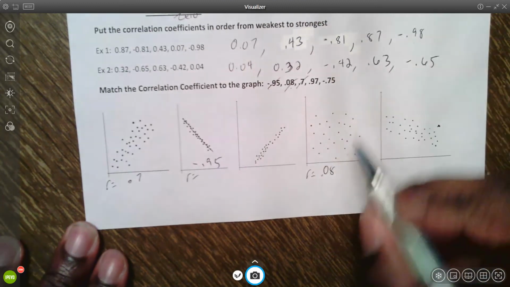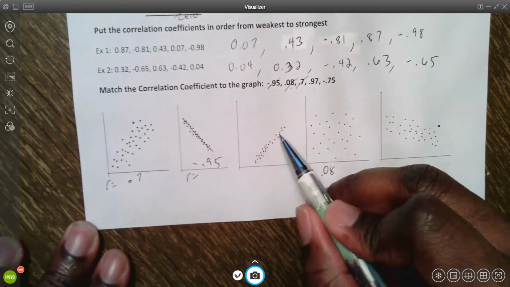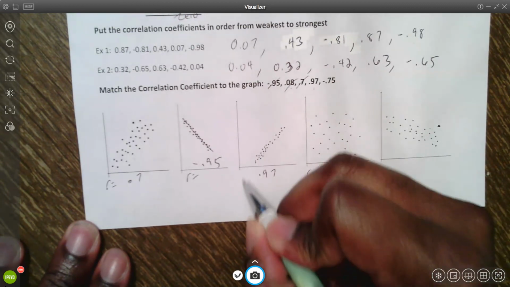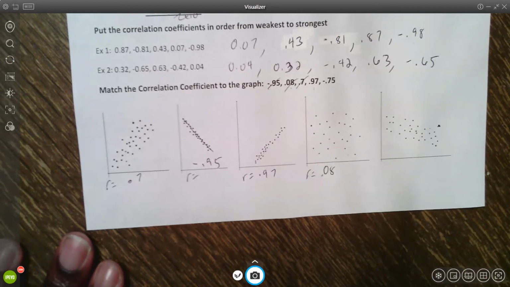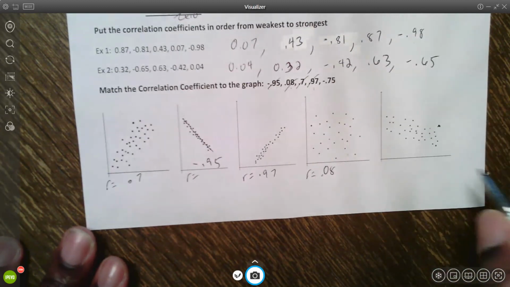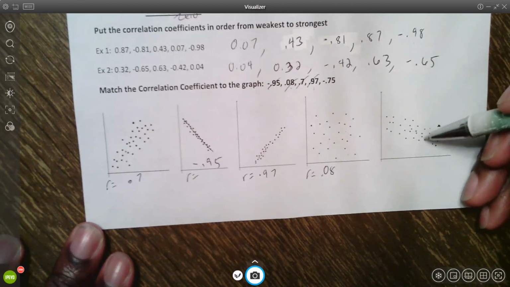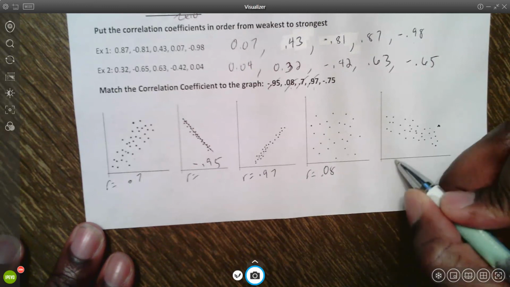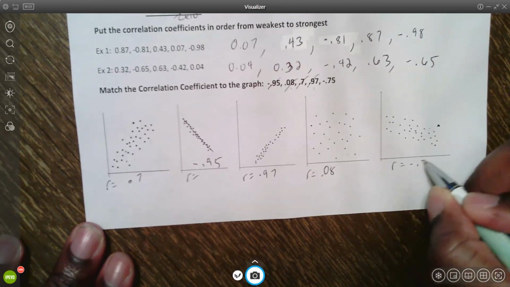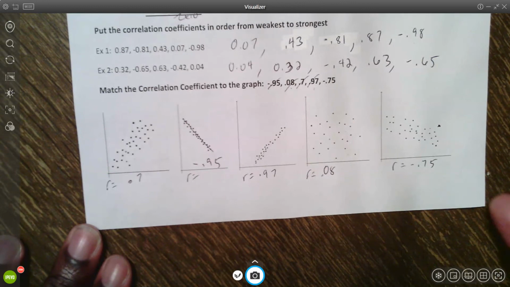After that, it's 0.97. Well, that's a great correlation. And this is it, this is 0.97, because that's a really tight set of data. And the last one is negative 0.75. This is a pretty moderate correlation, almost weak. So it's right there. So this is R equals negative 0.75. So we decided all the correlation coefficients by using what we know about it and taking a pretty good educated guess.